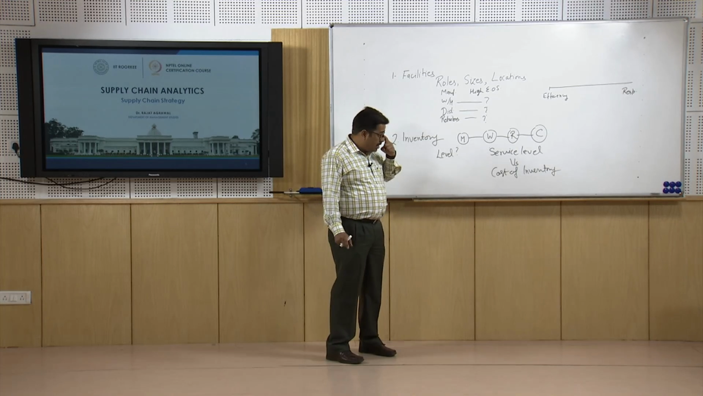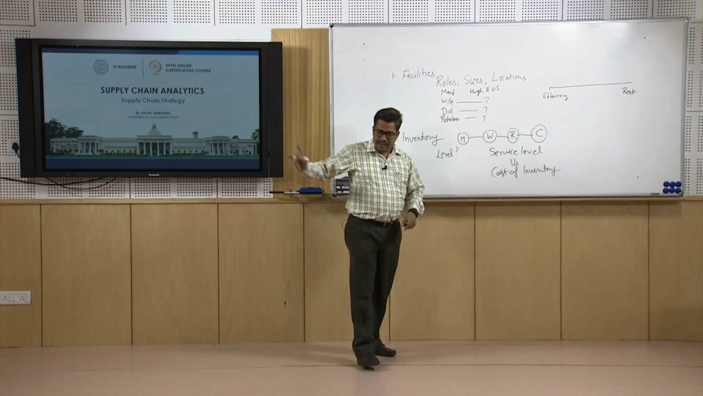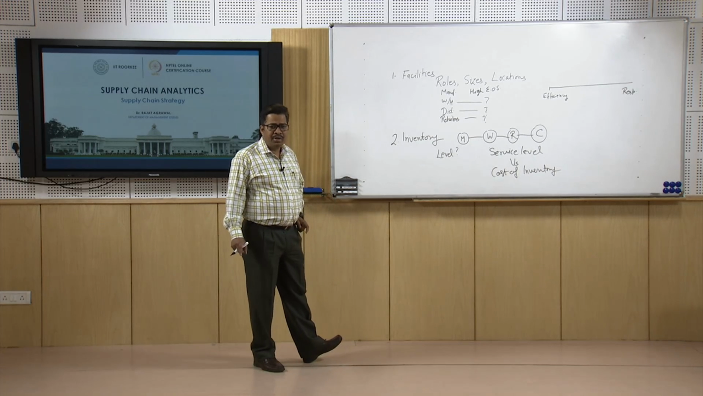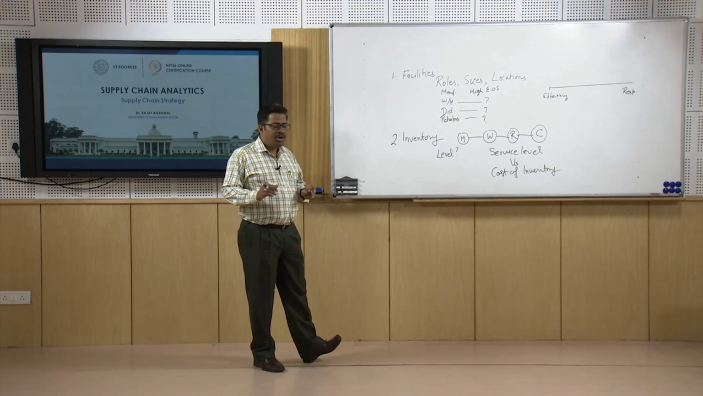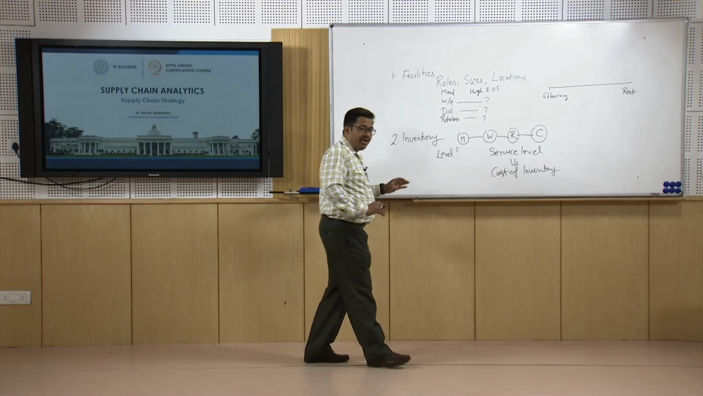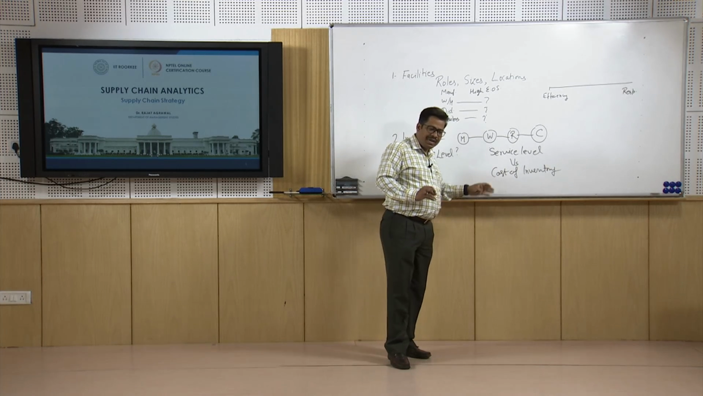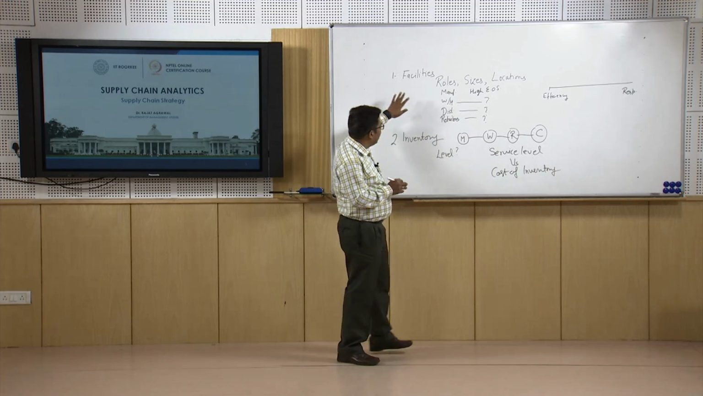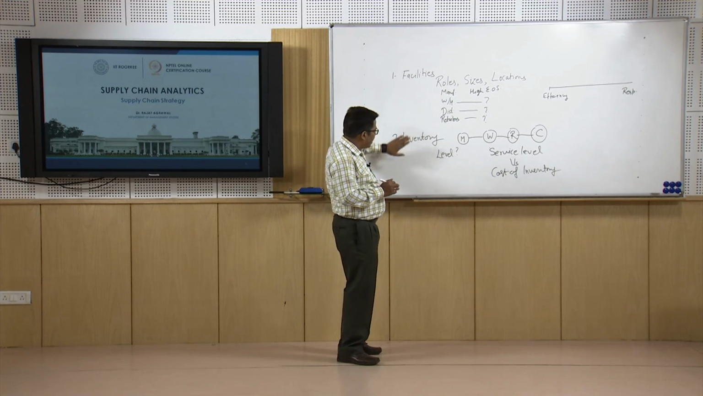entire supply chain. So the analytics will help me in developing the capabilities related to inventory, that is, what should be the optimum level of inventory in my supply chain, and that optimum level of inventory will help me get the optimum level of cost of inventory. So this is the second important decision area where analytics will help. The first is facility, second is inventory.